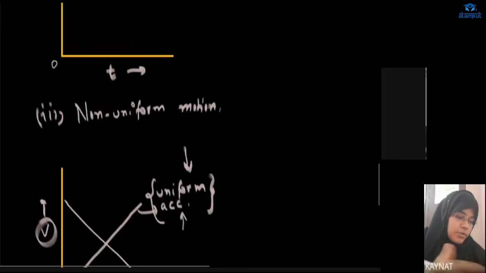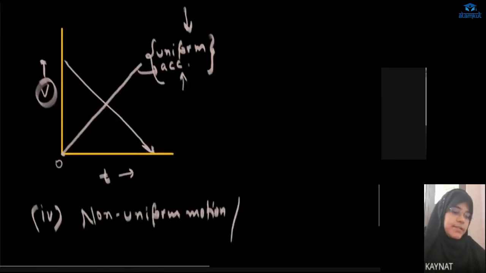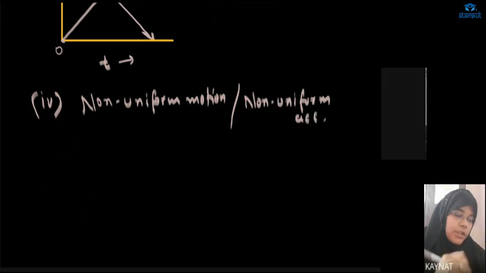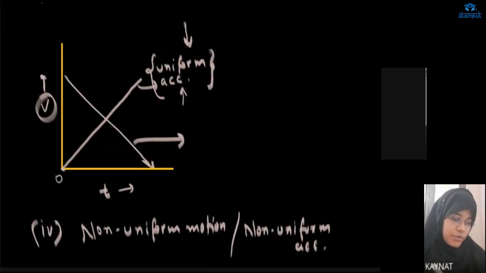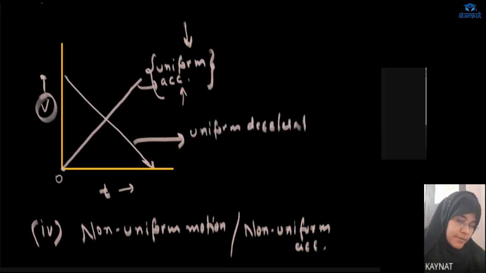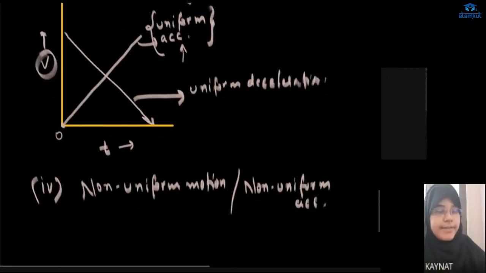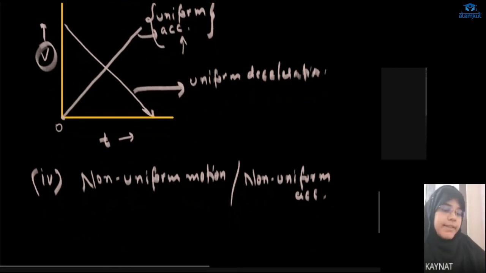See here, non-uniform motion but uniform acceleration, I am writing here. But in this one, non-uniform motion and also non-uniform acceleration. Here, see, it is representing uniform deceleration, because it is in negative, because velocity is decreasing here. So that is why I'm saying deceleration, or you can say retardation, or negative acceleration, but the acceleration is uniform.